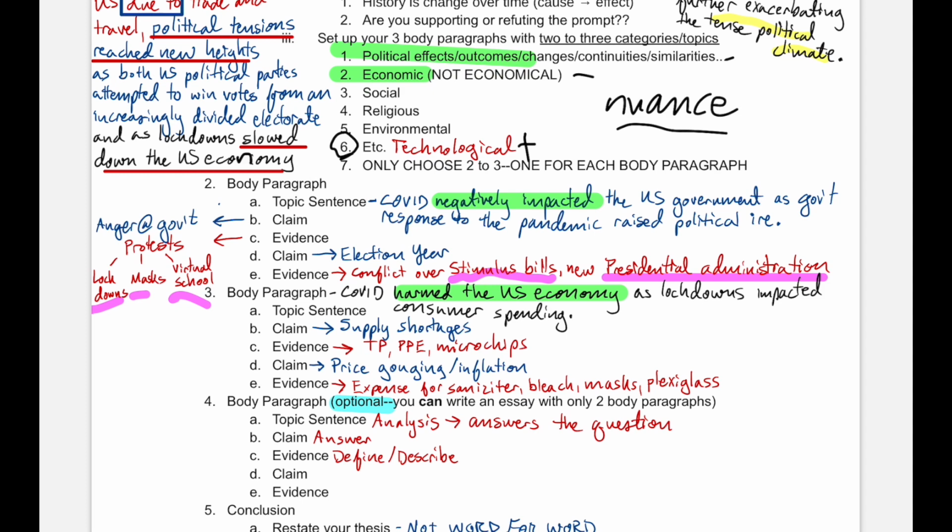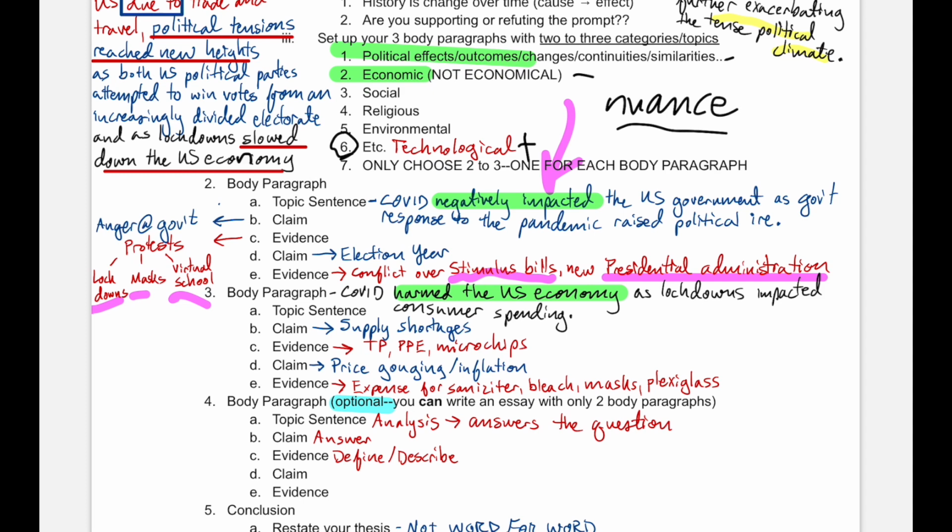So I've already provided a topic sentence saying, hey, I'm going to talk about negative effects, and then I gave evidence of those negative political effects: the anger at the government and the change in government brought on since this was an election year. Then in my next body paragraph, new topic sentence: COVID harmed the U.S. economy. Again, we're making a claim of negative effects on the economy.